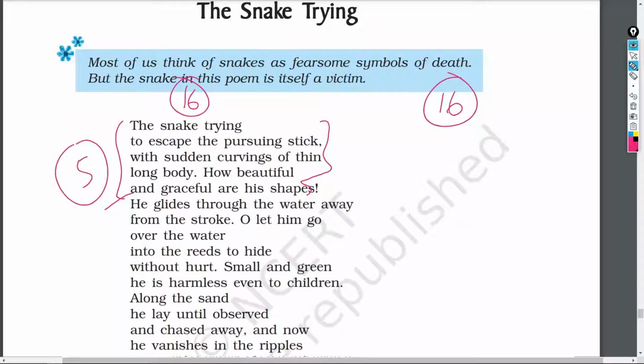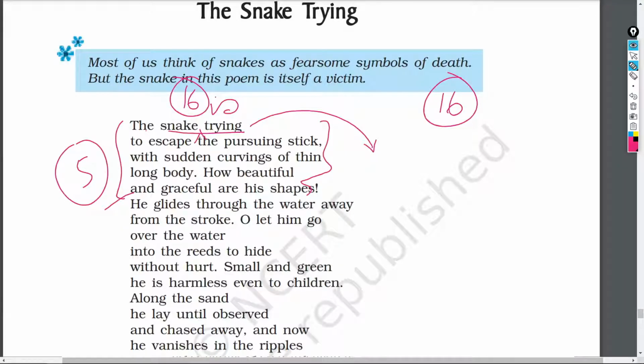Now see, my dear children, I told you that many times the poet takes liberty. It may seem after seeing it that there is a grammatical mistake here. Supposing you say "he going to Delhi," is that correct? No, it is "he is going to Delhi," correct. Here also see the structure: the snake trying to escape, meaning the snake is trying. This is the continuous form. The work is in progress.